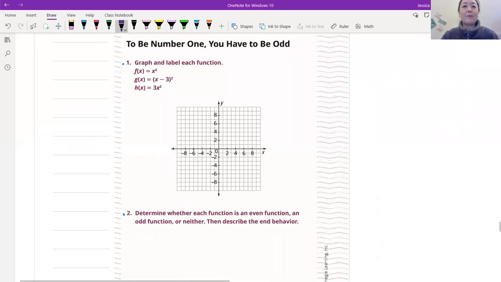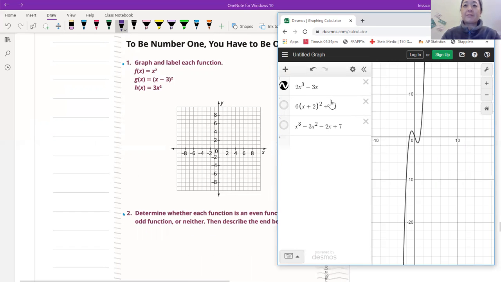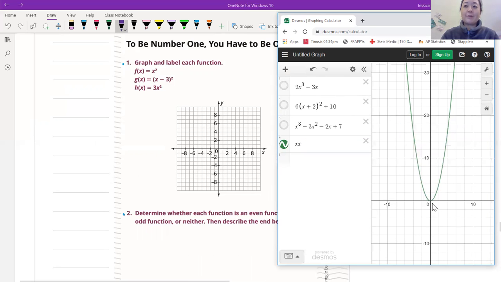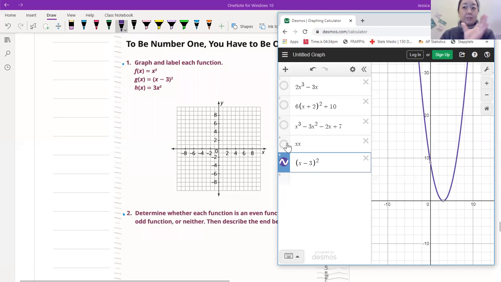All right, and we had talked about these in class. Remember looking at these graphs, I'll just X this out. So x squared, yeah, this is definitely going to be an even function because the y-axis is the line of symmetry. And if we add in here the x minus 3 to the square, and notice it just shifted, same shape, shifted to the right, but now it is no longer an even function, right? Because it still has a line of symmetry, it's just not the y-axis. So therefore, it is not an even function.